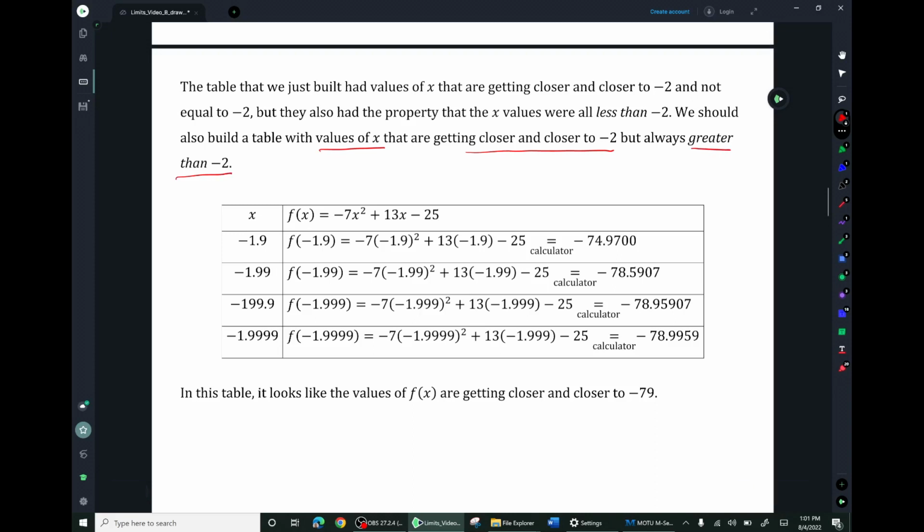And that's what I've done in the table shown here. Notice in the left column, I have x values that have the trend that they're getting closer and closer to negative 2, as in the previous table, but this time they're all greater than negative 2. Now let's see if we can discern a trend in the values of f of x in the right column. Well, notice those y values, those values of f of x, are getting closer and closer to negative 79.